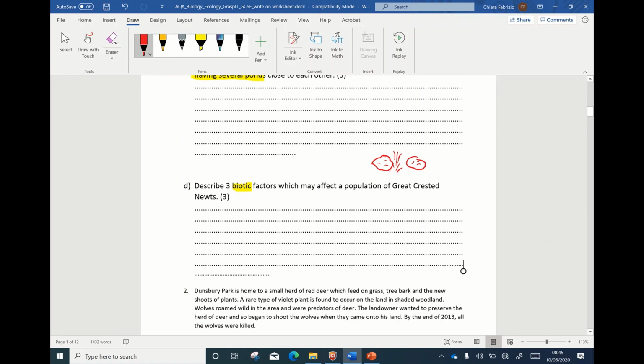Okay, so biotic factor. What does biotic mean? So I'm not going to tell you this one. If you know, that's great. If you don't, look back at lesson number 2 that we've done, because we've talked through all of the keywords that you need to know for this topic, and biotic is one of them. And think about 3 of the biotic factors which may affect this population of great crested newts. Okay, so again, 3 minutes.